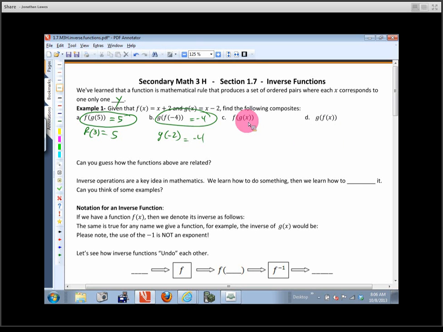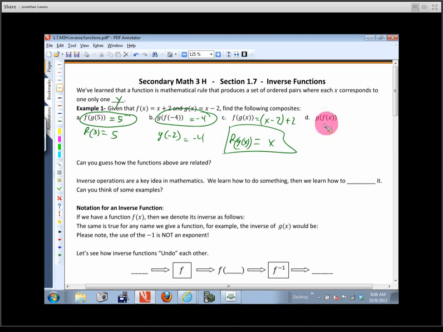So let's start off by plugging in x into g. So I'd get x minus 2. And then let's take that and plug it into x plus 2. So if I wrote this down, this is going to be f of, and f of something is that something plus 2. And what am I plugging in here? I'm plugging in x minus 2, right? And when I simplify that, what do I get? I get x. So f of g of x is just x.